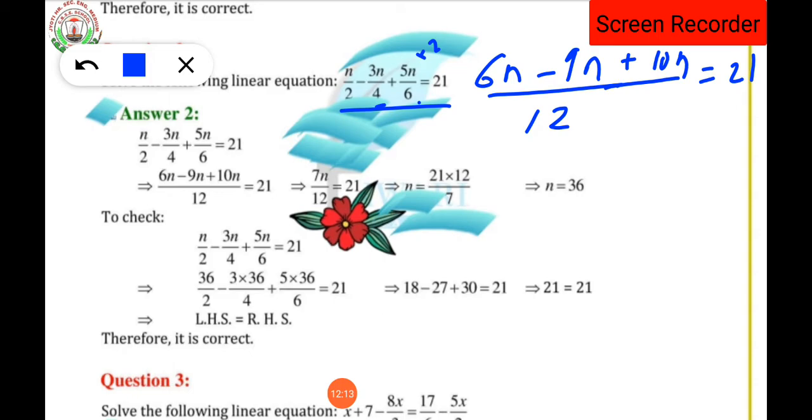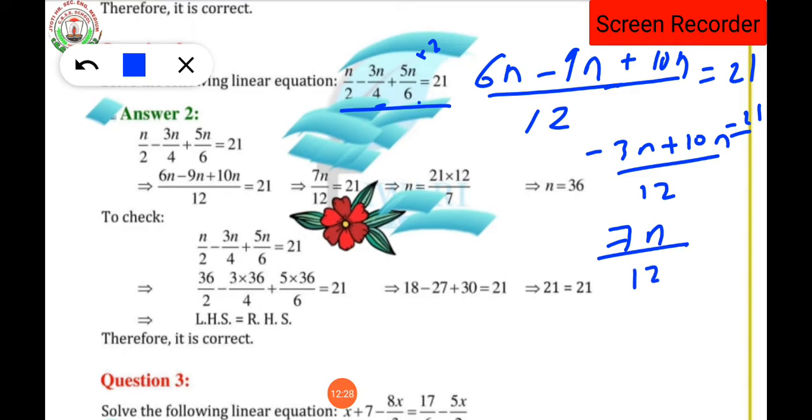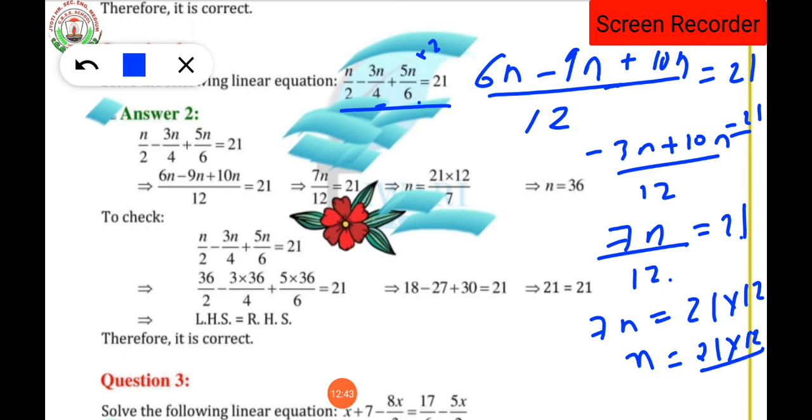6n minus 9n will become minus 3n plus 10n upon 12 is equals to 21. Now minus 3n plus 10n will become 7n upon 12 is equals to 21. Now here, since we have to find the value of n, this 12 will be multiplied with 21. The equation will become n is equals to 21 into 12 upon 7.